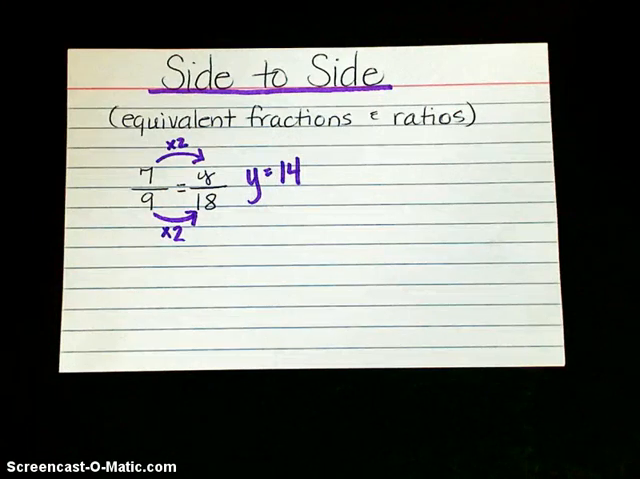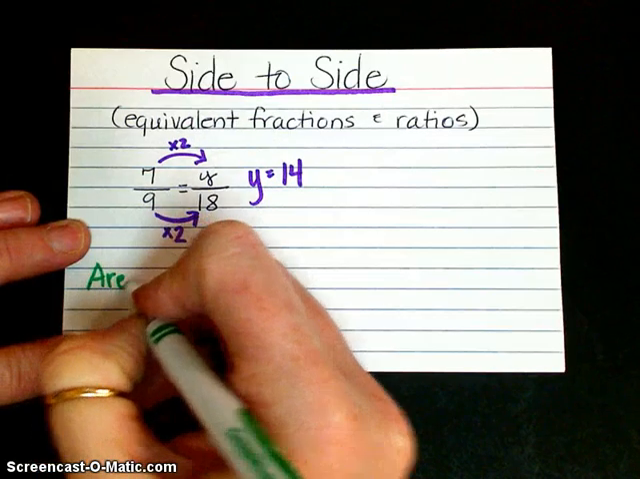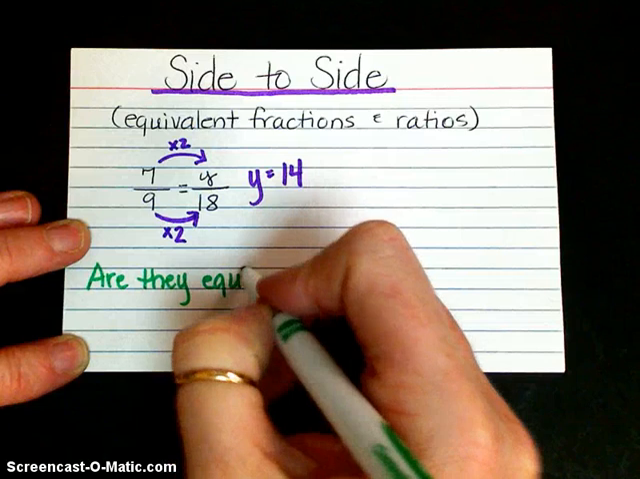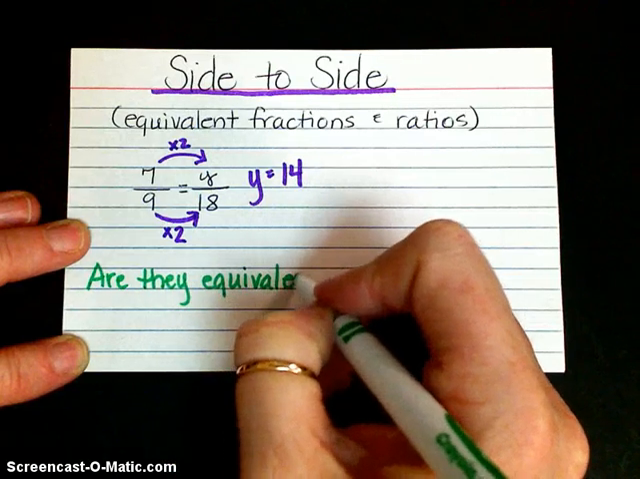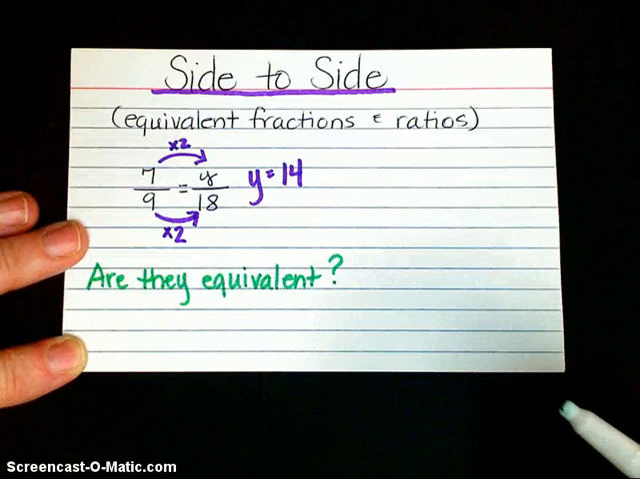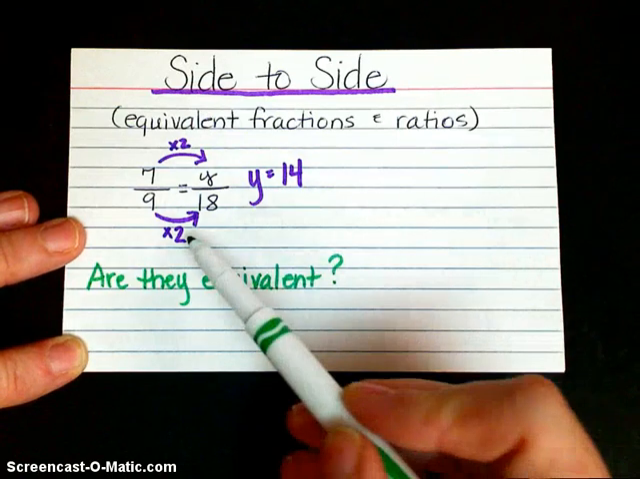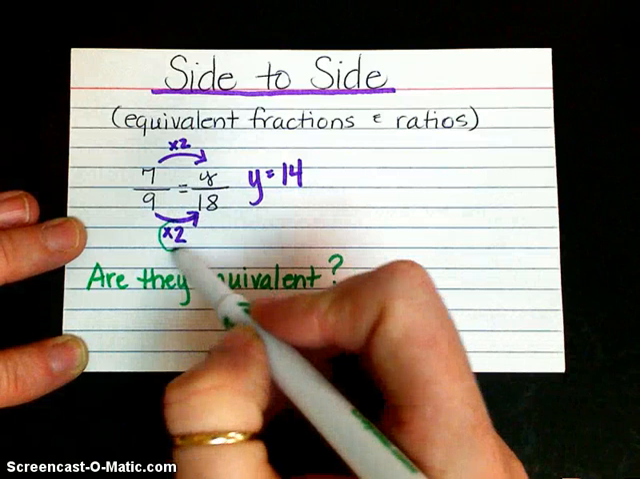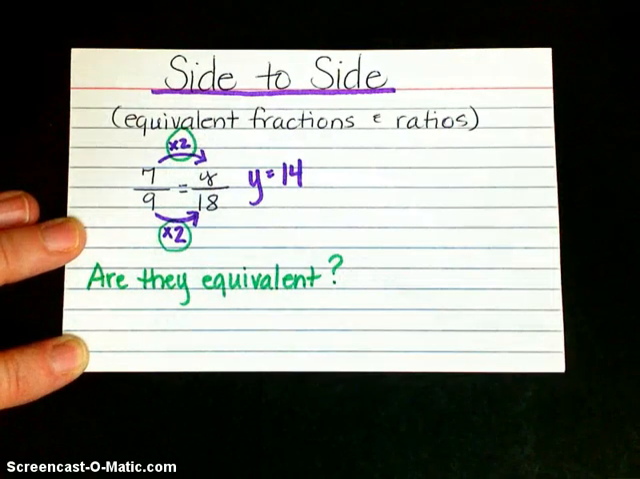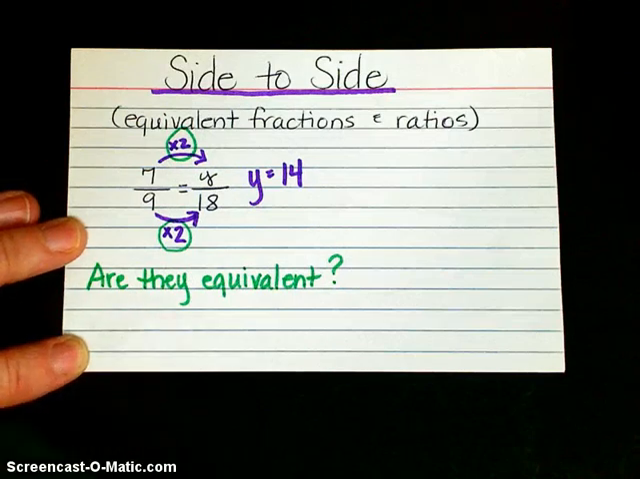So now here's my next question for you. And I want you to think about this. Are they equivalent? Do they equal each other? The answer here is yes. Because we multiplied both the top and the bottom by 2, we did the same thing to them. All we did is make it bigger, and so they are equivalent.